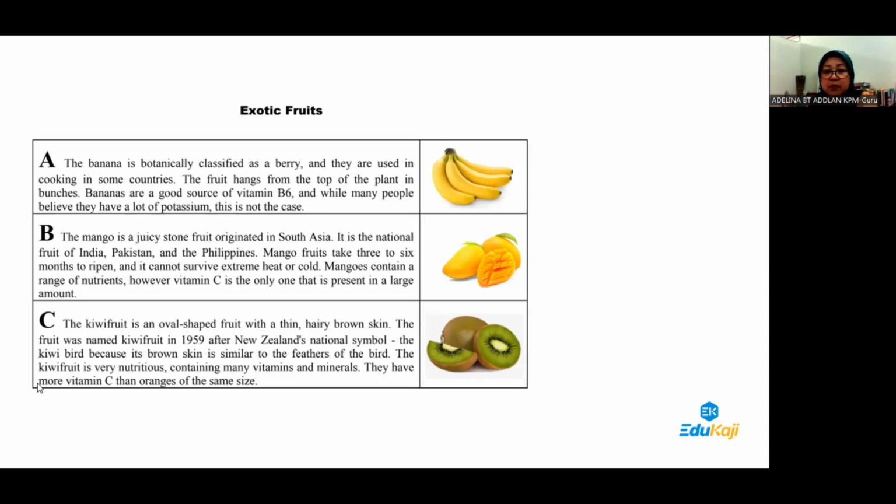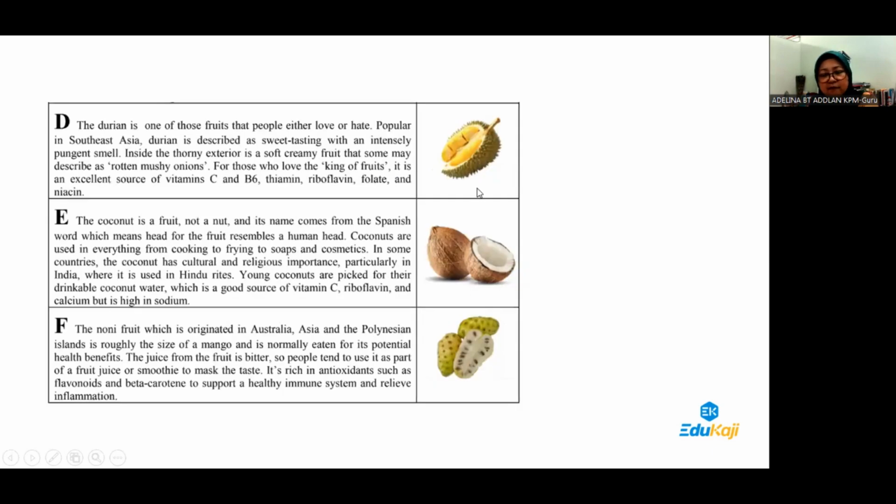Alright, here you're talking about exotic foods. Some students don't know what exotic food is, and they have to see on their own what exotic foods are about. So exotic foods are actually bananas, mangoes, kiwis. Now I know. Durians, yes, definitely. Coconut, and this is what? The noni fruit. Okay, so how many paragraphs are there?